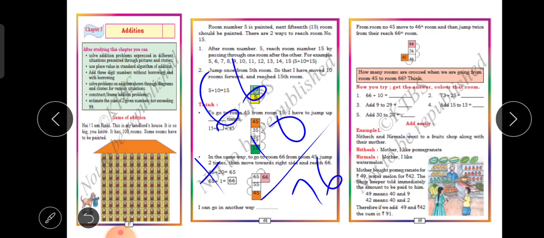See, for example, I'll tell you, Nitish and Nirmala went to a fruit shop along with their mother. Okay, so mother bought pomegranate for 49 rupees and watermelon for 42 rupees. The shopkeeper told immediately the amount to be paid to him. So 49 means 40 plus 9, 42 means 40 plus 2. Therefore, if we add 49 and 42, we get 91.